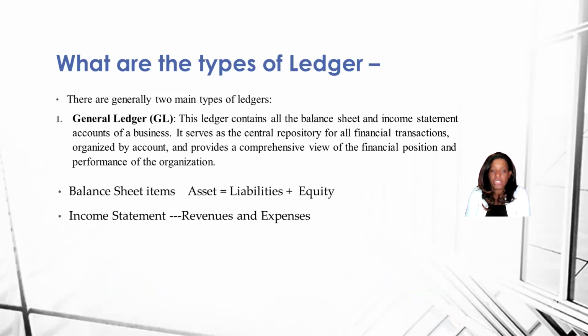So what does the general ledger have? The same thing we've been talking about from first year class. It has the assets, it has the liabilities, and it also has the equity. And what does the general ledger for the income statement have? It has the revenues and it has the expenses.